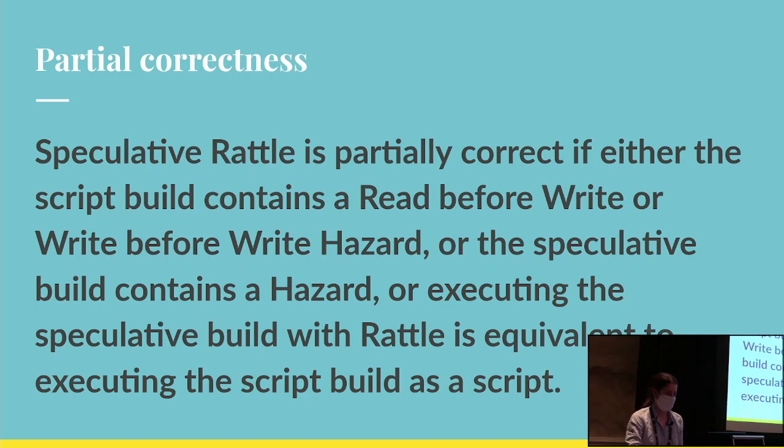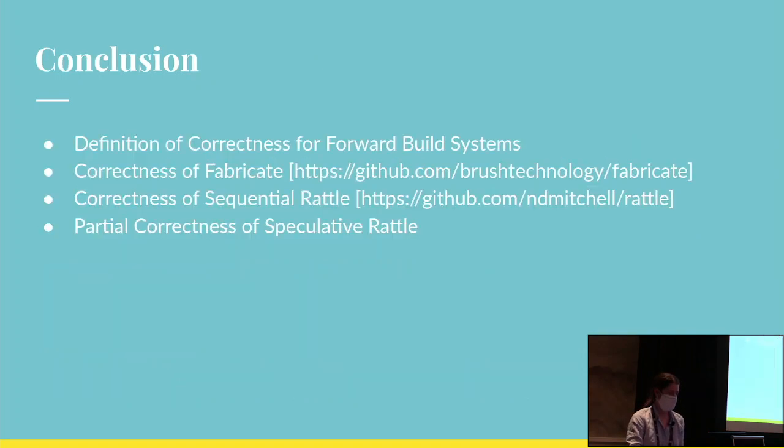So, in conclusion, we've stated a definition of correctness for forward build systems, and then stated improved correctness definitions for two specific forward build systems, as well as a partial correctness definition for the second build system.